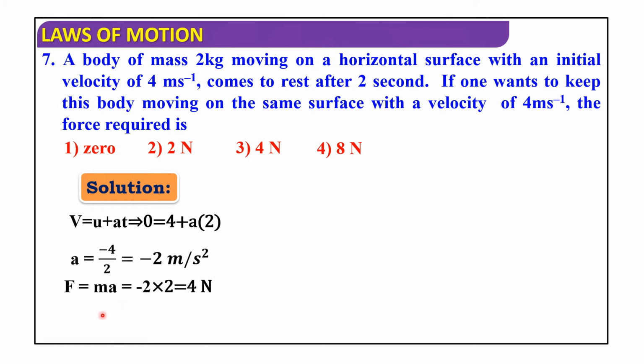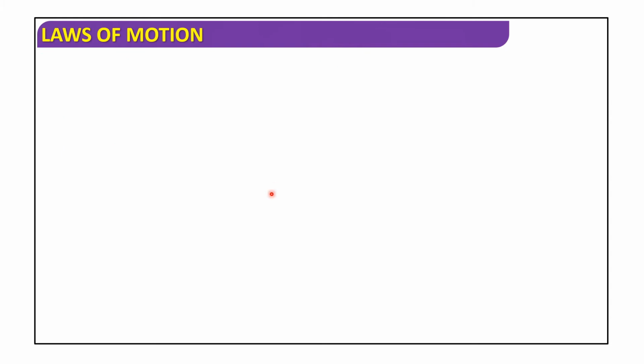Now F = ma. 2 into 2 is 4 newtons. So we are getting a force of 4 newtons. So which option is correct? The third option is correct. Next.